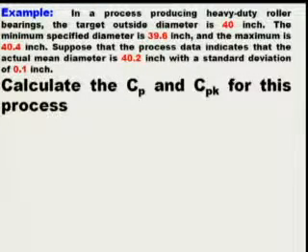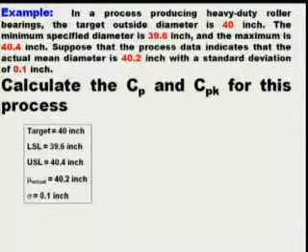Let's take a practical example. In a process producing heavy-duty roller bearings, the target outside diameter is 40, the minimum spec limit is 39.6 and the maximum is 40.4. We gave you examples similar to this before when we were addressing the process capability ratio. Now suppose the process data indicates that the actual mean diameter is 40.2 and that the standard deviation is 0.1. Well, this is a straightforward CPK question. How we're going to connect it to Six Sigma, we'll see very shortly.